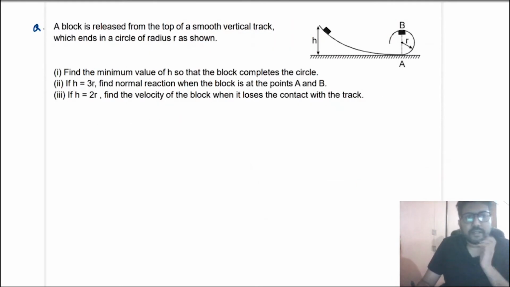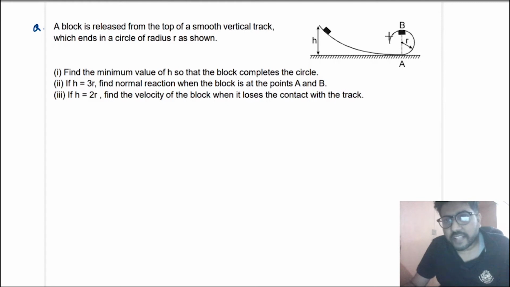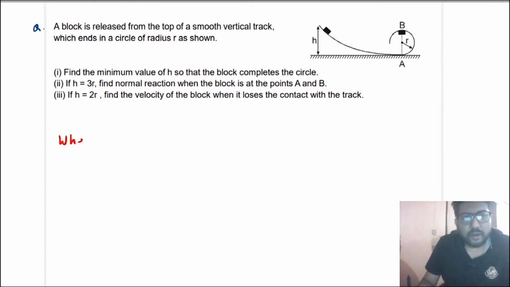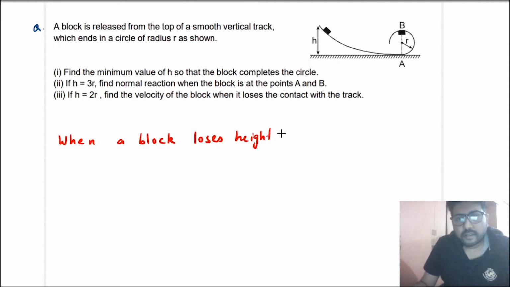In this question, it is given that a block is released from the top of a smooth vertical track. This is a smooth vertical track which ends in a circle of radius r. Then find the minimum value of h so that the block completes the vertical circle. Now you know that when a block loses height h, it gains a speed root 2 gh.